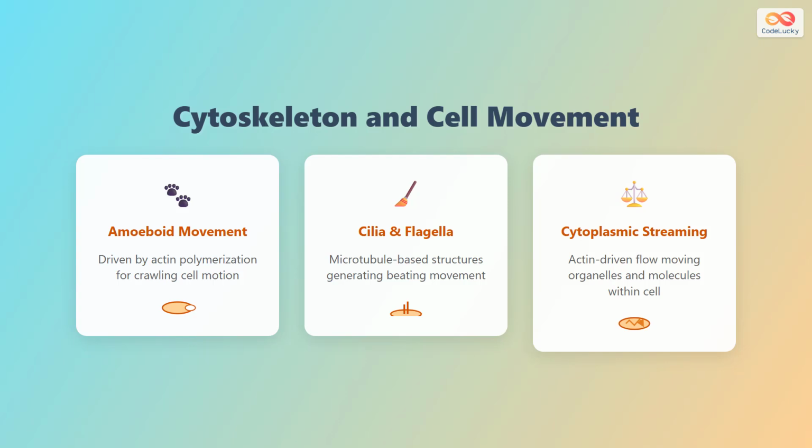The cytoskeleton enables three major types of cell movement. Amoeboid movement is driven by actin polymerization, allowing cells to crawl across surfaces by extending and retracting parts of their membrane. Cilia and flagella are microtubule-based structures that project from the cell surface and generate beating movements, like the cilia that sweep mucus out of our lungs. Cytoplasmic streaming is an actin-driven flow that moves organelles and molecules within the cell, ensuring that materials are distributed where they're needed.